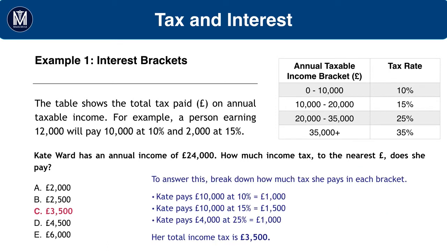Kate Ward has an annual income of £24,000. The answer for this question is C. Now let's see how we got there. You want to break up Kate Ward's income into the different tax brackets. So she pays £10,000 at 10%, which gives you £1,000, £10,000 at 15%, which gives you £1,500, and £4,000 at 25%, which gives you £1,000. So the total tax is £3,500.